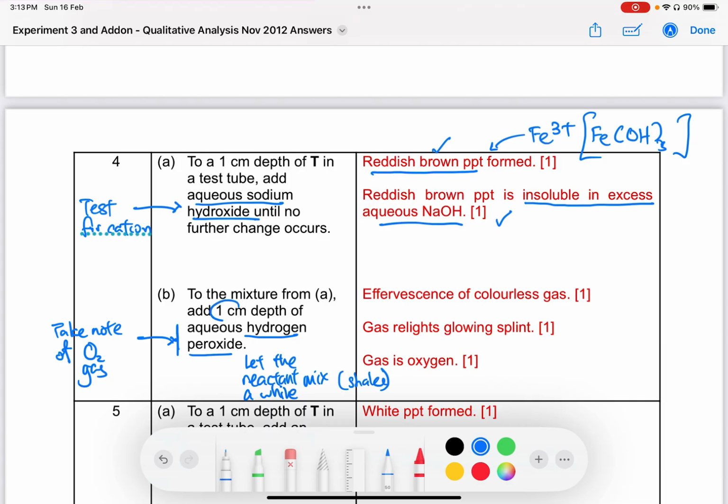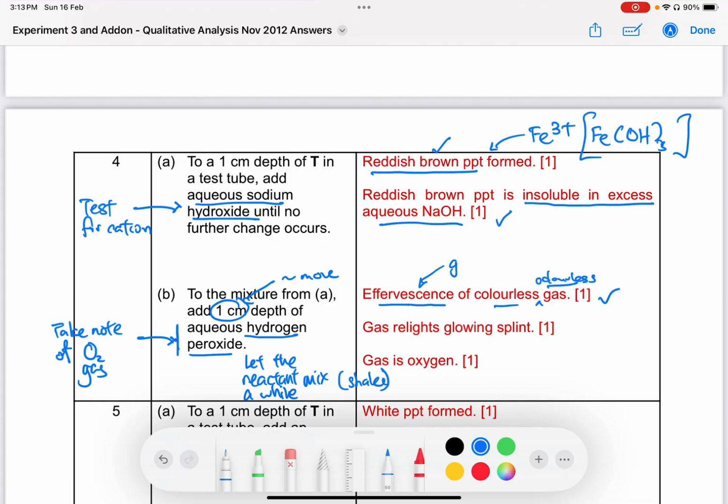Now, sometimes maybe 1 cm cube wasn't enough. You can add a little bit more, and that will give you better results. So what you will observe is effervescence of colorless, odorless gas. So take note, color and odor, we need to see it there whenever you write the term effervescence, because you need to tell me what's the gas that you're observing.